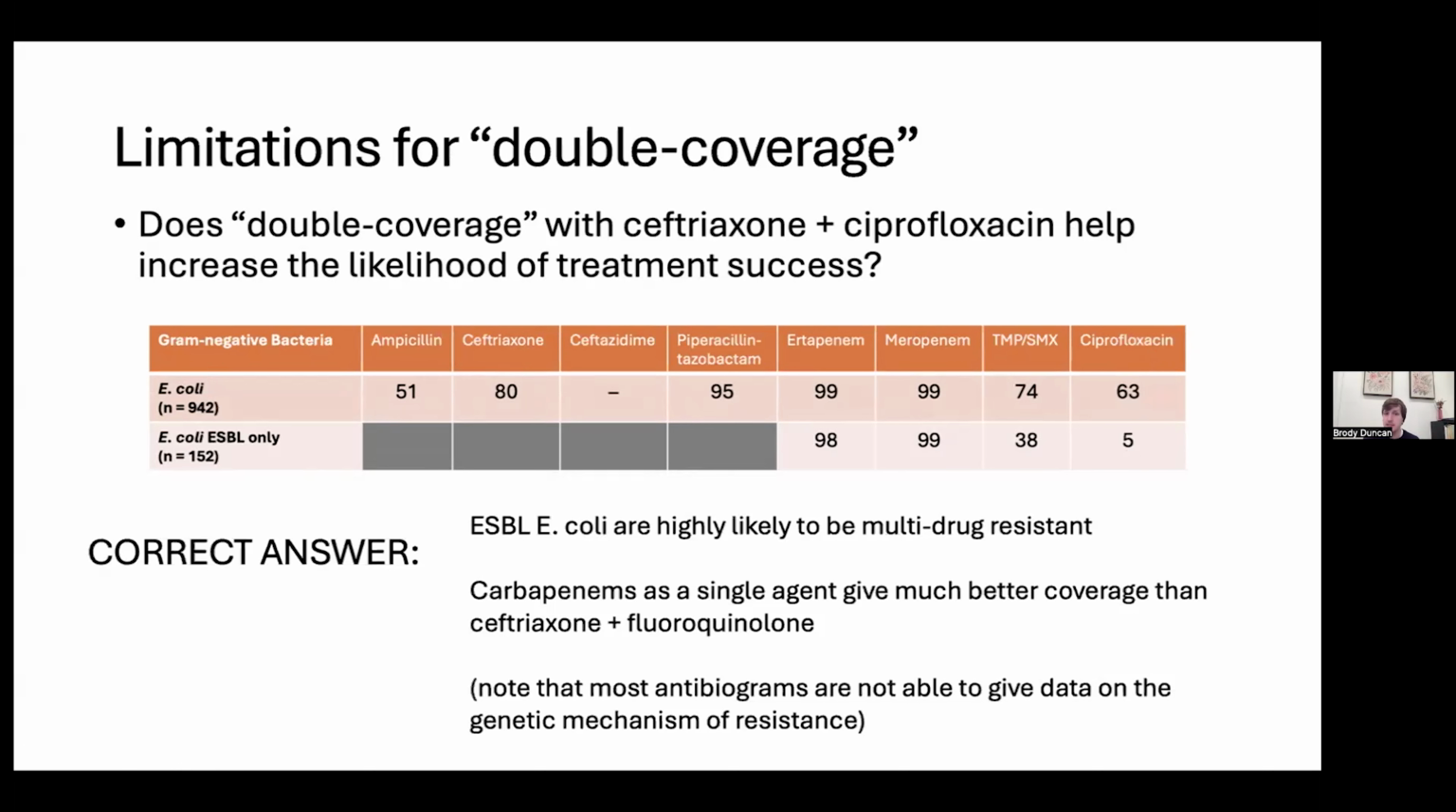And this is because ESBL E. coli are highly likely to be multi-drug resistant. They are not independent probabilities. Often these bacteria, as they gain one resistance mechanism, lots of other ones come with it too. So with this empirical data, we can see that carbapenems as a single agent give much better coverage than a combination of ceftriaxone and fluoroquinolone. And I think that that's actually clinically relevant.